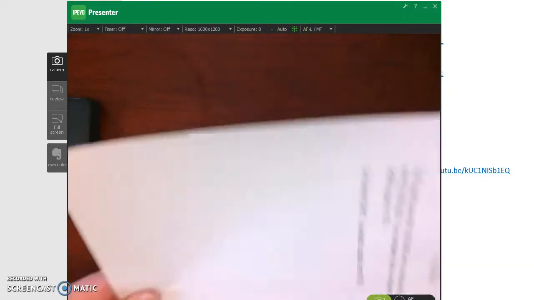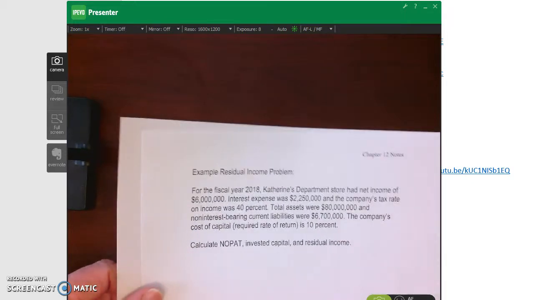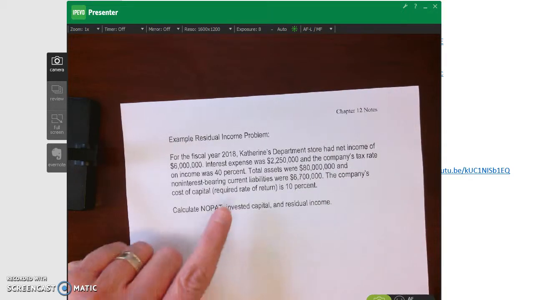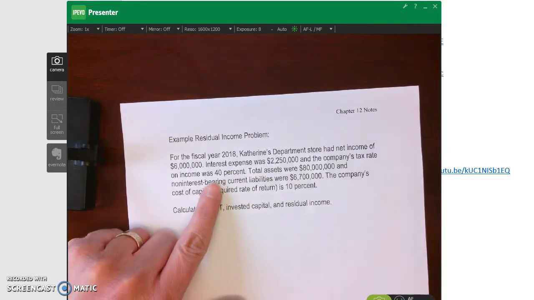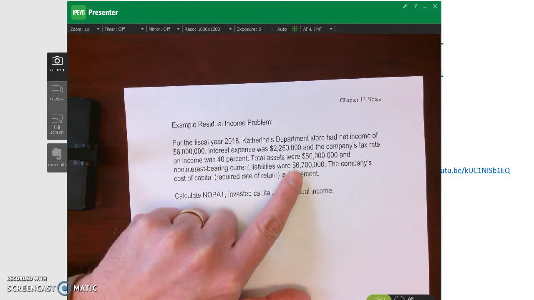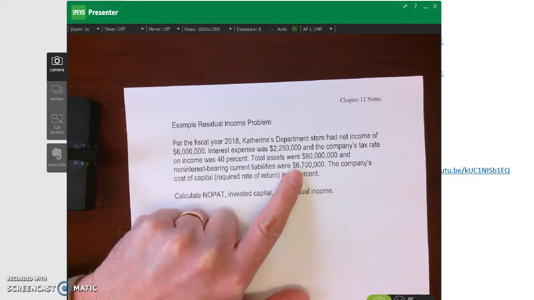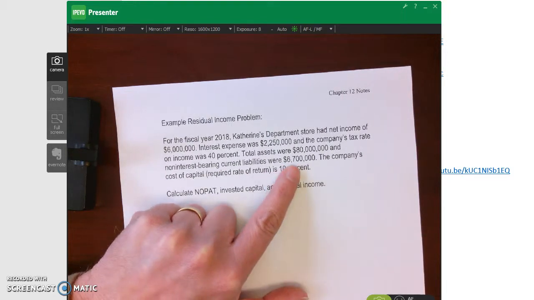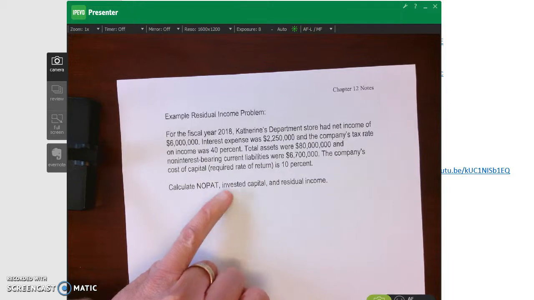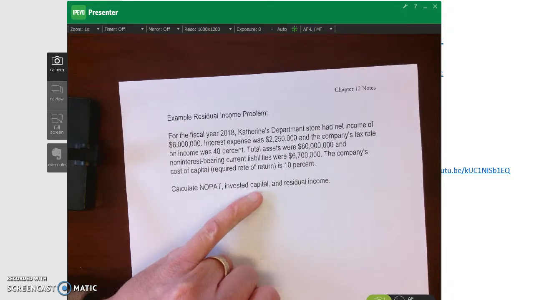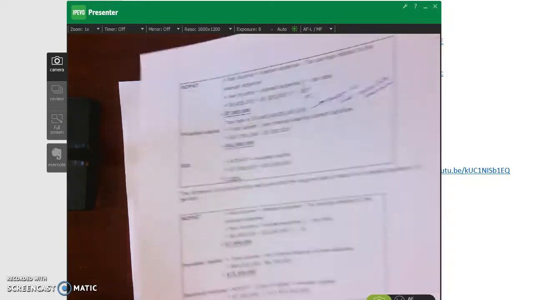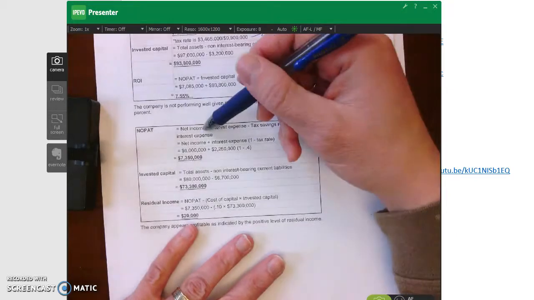The next problem I asked you to do was Catherine's Department Store. This one had net income of $6 million, interest expense of 2.25, and here I give you the company's tax rate, total assets of 80 million, non-interest bearing current liabilities of 6.7 million, and our required rate of return is 10%. In this one I'm asking you to calculate NOPAT, invested capital, and also our residual income.